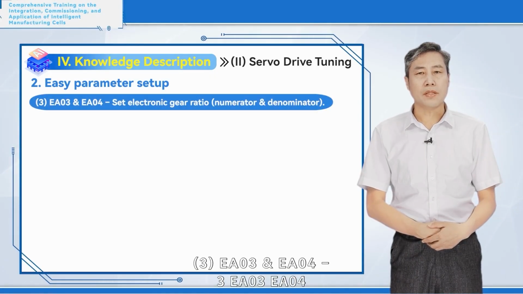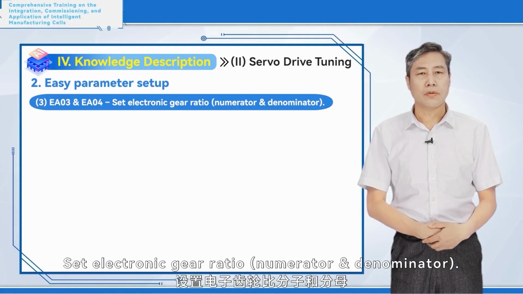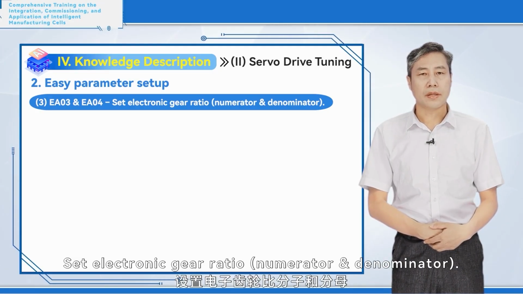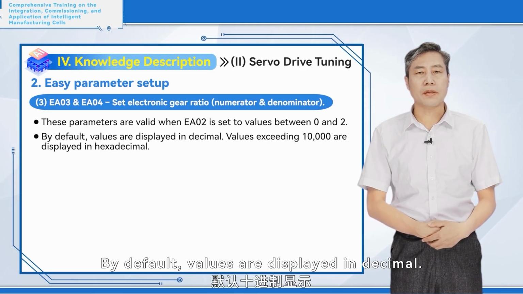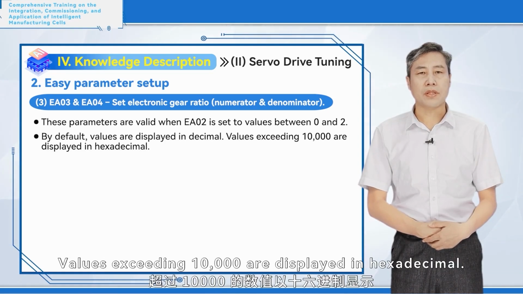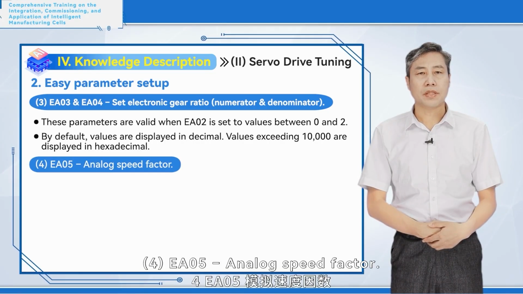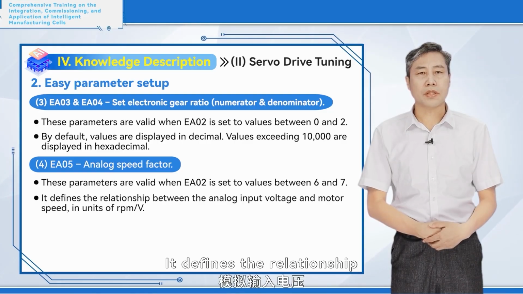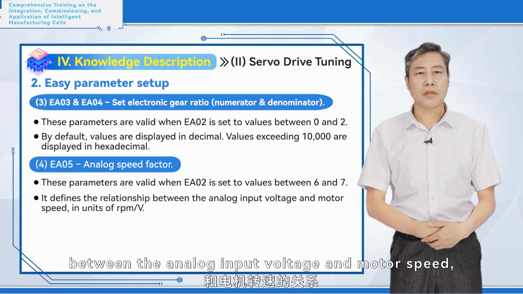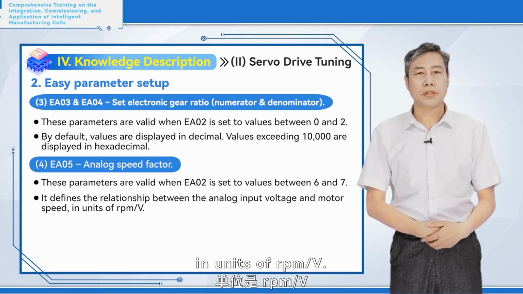3. EA03 and EA04: Set electronic gear ratio, numerator and denominator. These parameters are valid when EA02 is set to values between 0 and 2. By default, values are displayed in decimal. Values exceeding 10,000 are displayed in hexadecimal. 4. EA05: Analog speed factor. This parameter is valid when EA02 is set to values between 6 and 7. It defines the relationship between the analog input voltage and motor speed in units of revolutions per minute per volt.